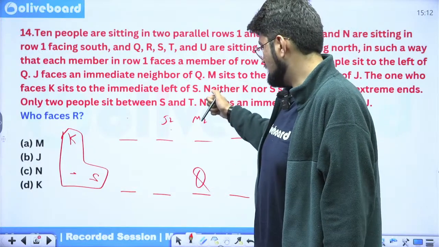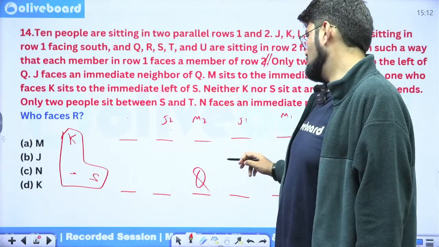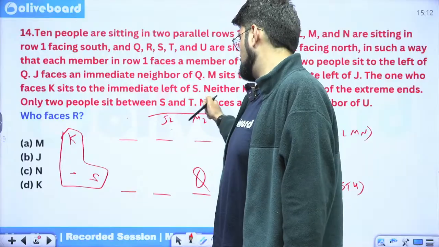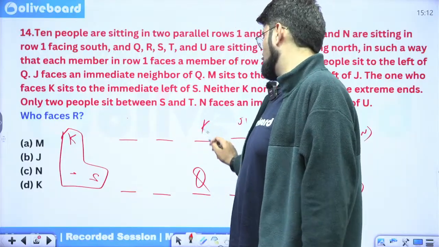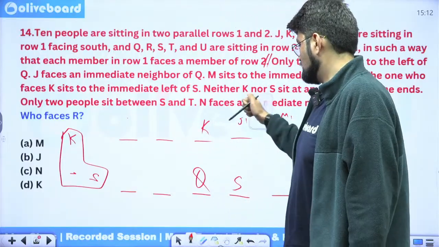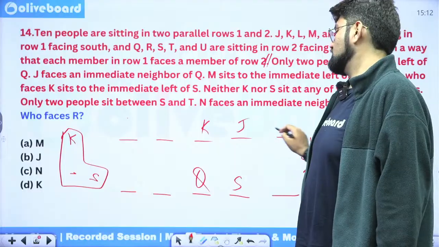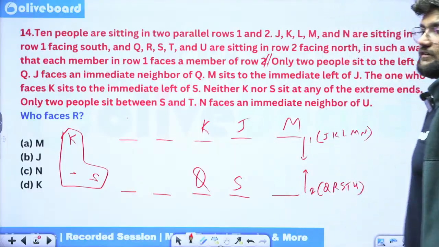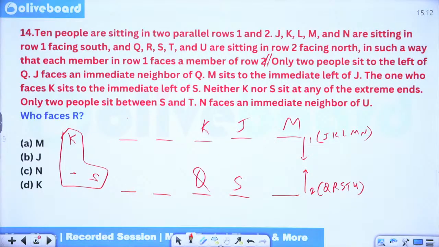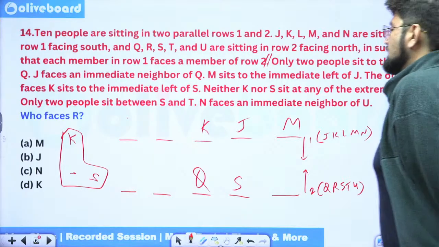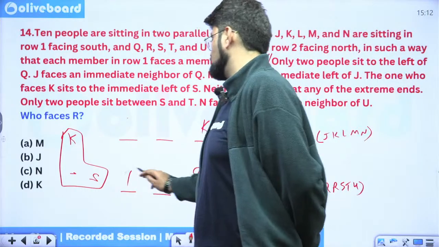Okay, this has to be K. And this is S. So these people are now J and M respectively. Now we are clear about who is sitting where, right? One case is deleted. Only two people sit between S and T. So if this is S, this has to be T. There is no other option.